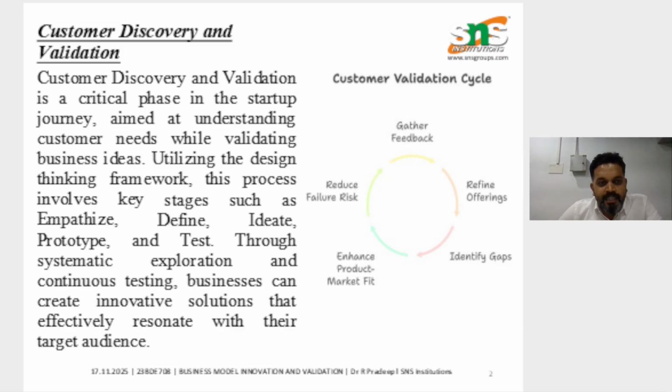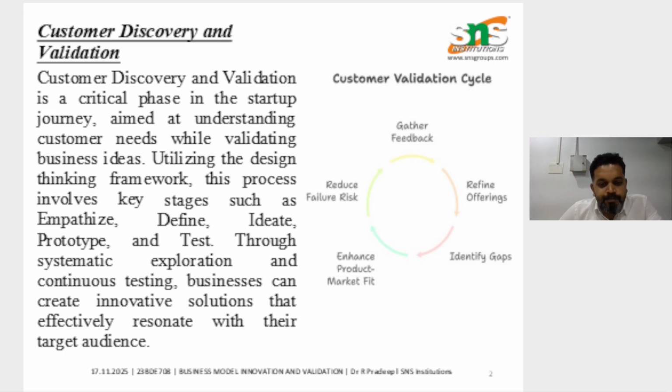So utilizing our design thinking framework involves the key stages such as empathy, define, ideate, prototype, and test. Here, empathy plays the most important role, where we understand one's requirement, one's problem, or any human problem, and we validate it. Based on that, the solutions will be derived in the next phases. Through systematic exploration and continuous testing, businesses can create innovative solutions that effectively resonate with their target audience.